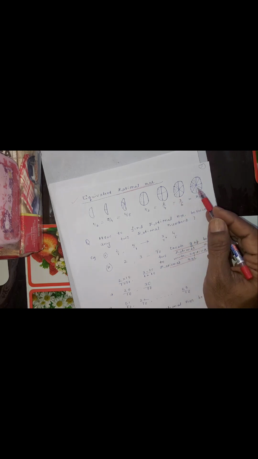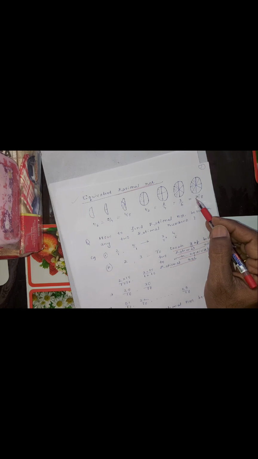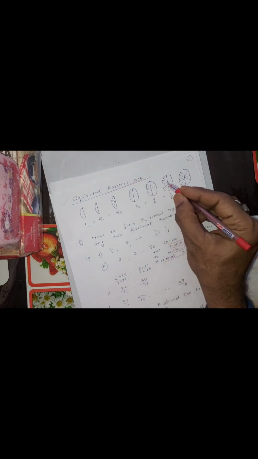This circle is divided into 4 parts and 2 parts are taken together, 2 by 4. This circle is divided into 6 parts and 3 parts taken together, that is 3 by 6. This circle is divided into 8 parts and 4 parts taken together, that is the shaded portion, 4 by 8. What you have seen, in each and every case, a semicircle is the shaded portion. So these numbers are called equivalent rational numbers.